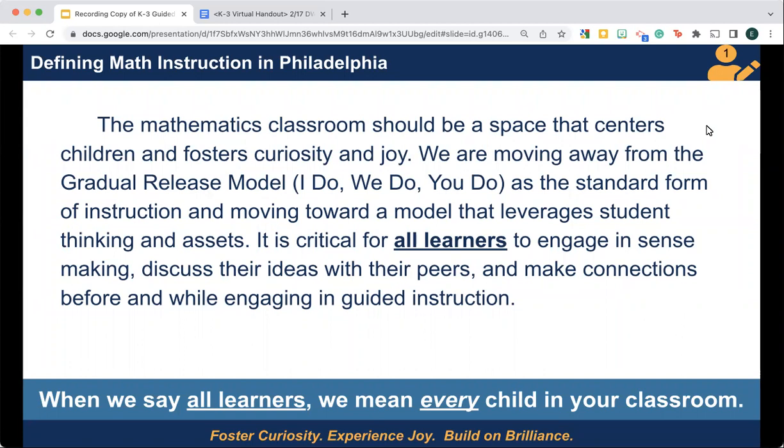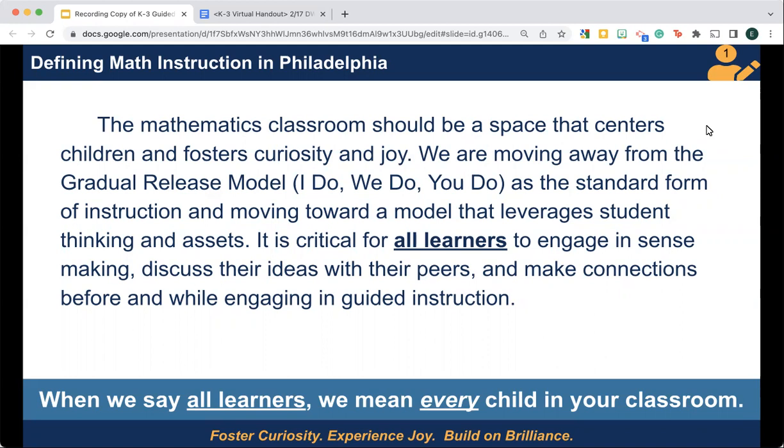This comes from our math instructional guide, where we write, "The math classroom should be a space that centers children and fosters curiosity and joy. We are moving away from the gradual release model, I do, we do, you do, as the standard form of instruction, and moving toward a model that leverages student thinking and assets. It is critical for all learners to engage in sense-making, discuss their ideas with their peers, and make connections before and while engaging in guided instruction."